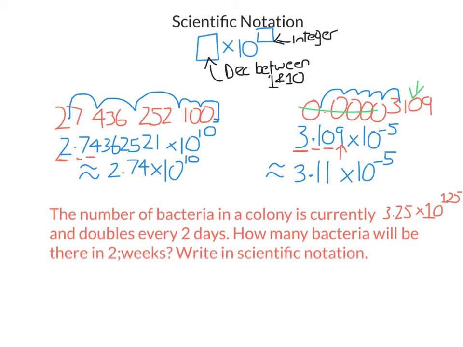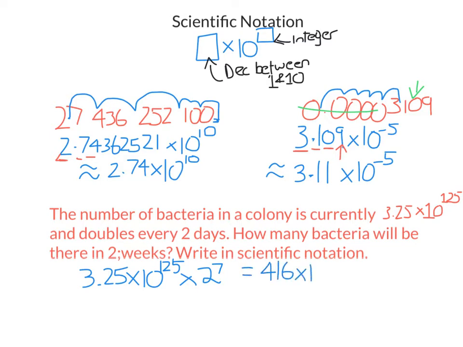So it's going to double every 2 days for 2 weeks. So it's going to double 7 times because there are 7 lots of 2 days in 2 weeks. So the number of bacteria, this is what we started with, 3.25 times 10 to the power of 125. If it's going to double 7 times, we're going to times it by 2 7 times. So this number here is not correct scientific notation. 3.25 times 128 is definitely not between 1 and 10, which it was required to be. See, 3.25 times 2 to the power of 7 actually gives us 416.